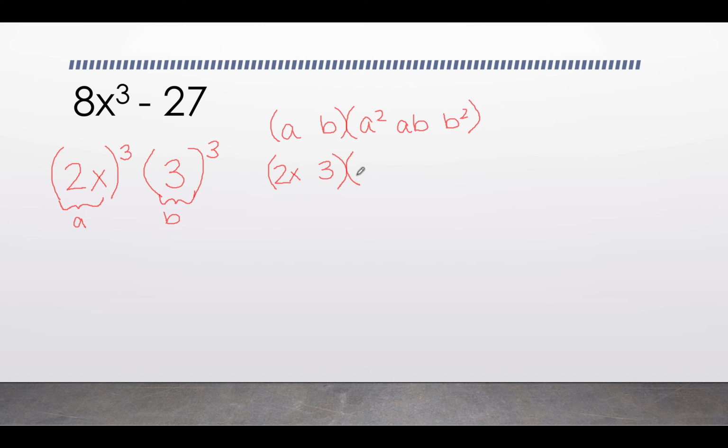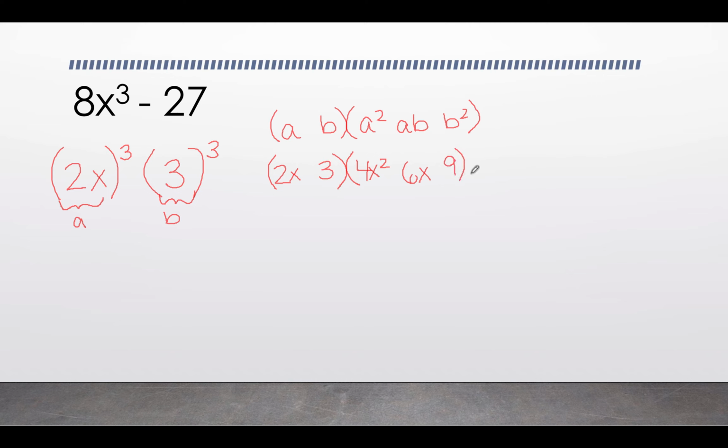Now I have 2x squared. Keep in mind it's both the 2 and also the x being squared. So 2 squared would be 4. X squared will be x squared. A times B, I have 2 times 3 is a 6, and the x. And B squared would be 3 squared, which is 9.